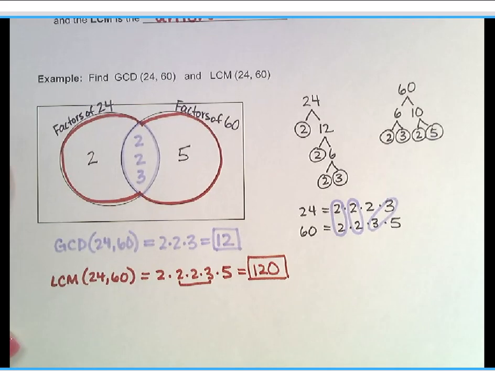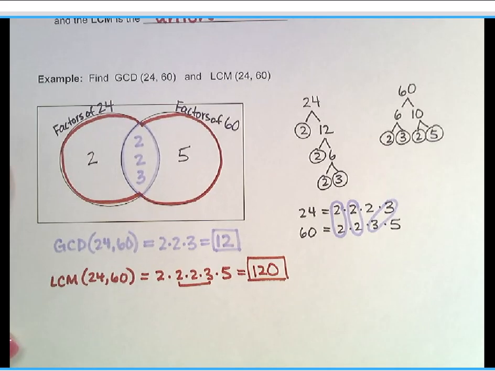So the Venn diagrams method I like also because it's like one-stop shopping, right? You do the one method and you're able to pull the GCD and the LCM from it. Plus you can also see it on paper, and if you're visual, then you might like the layout here.